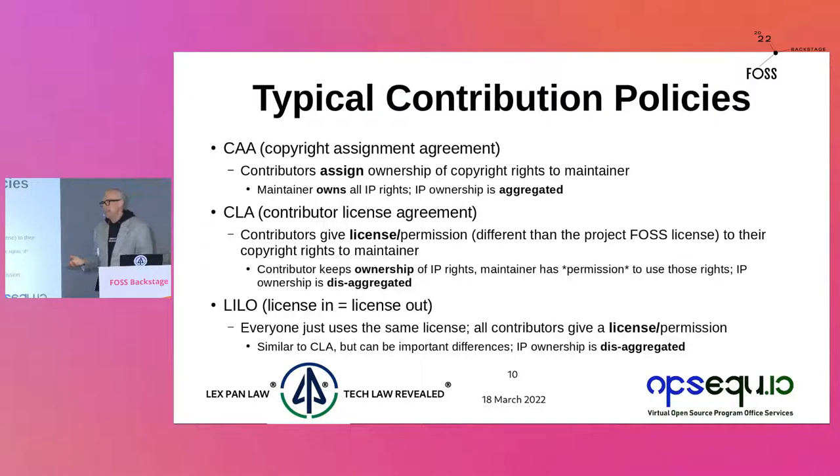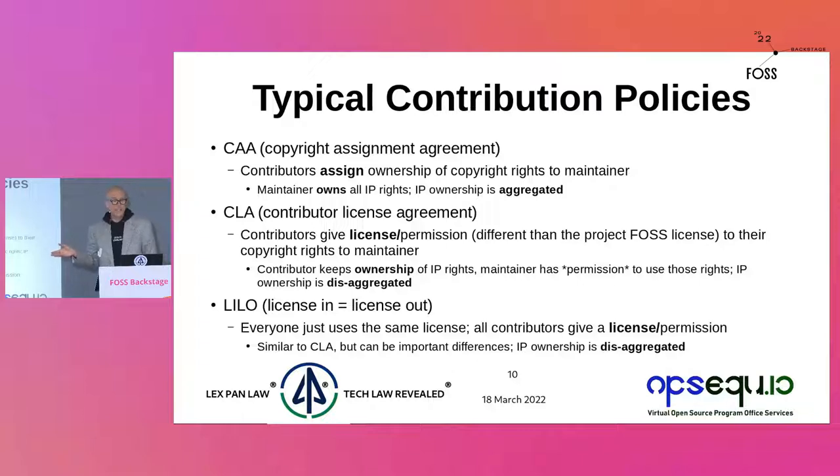Then there's the CLA, Contributor License Agreement. This is one that's fairly common in a lot of the projects that have been talked about here today. In that case, the contributor gives a license to the project of some scope so that they maintain ownership of the IP that they created, and they give permission to the project to make use of those IP rights. So in that case, you've got a disaggregation of the IP rights. Each of the contributors retain their IP rights. The project gets access to those rights, but the ownership it retains with the creators or the contributors.